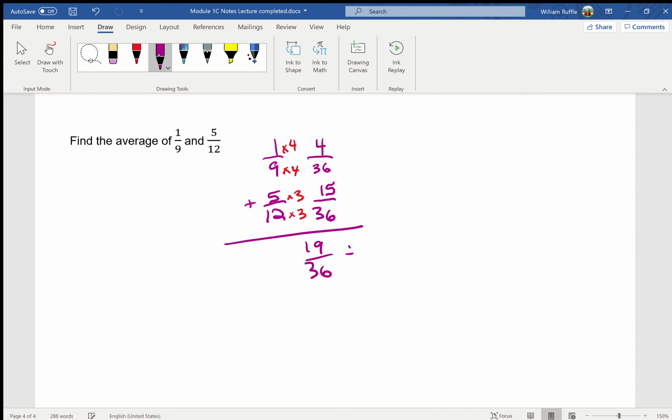Now we have to divide by 2, because there's 2 numbers here. Now I got to change this into a fraction, but since it is a fraction here, division, I have to flip. Unfortunately, when I flip, I can't reduce anything, so I gotta do 19 over 72. That does not reduce, and that is my answer.